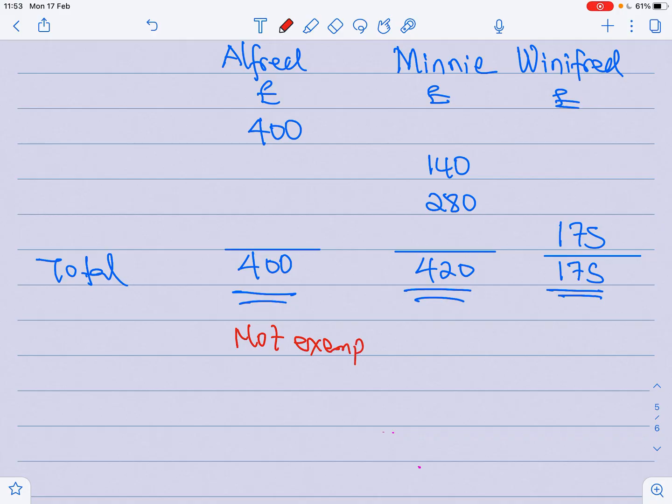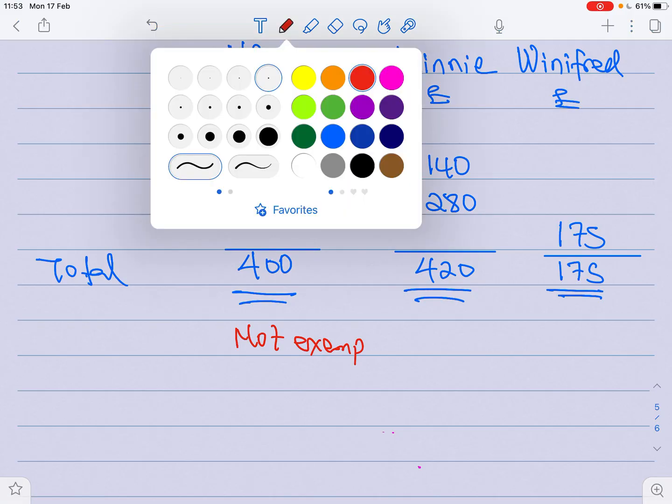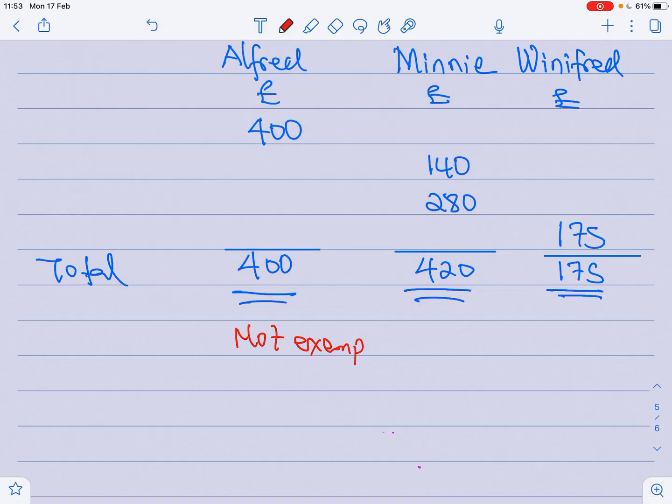How about Minnie? I hope you are not being tempted to look at this 140 in isolation. If you are looking at that 140 in isolation, you might go wrong. What you need to do is to check out the total received by Minnie. Since the total received by Minnie is more than 250, because you can see the total there to be 420, this is not exempt. So that tells you now that the 140 is not exempt, the 280 is not exempt. Why? Because the total is more than 250.